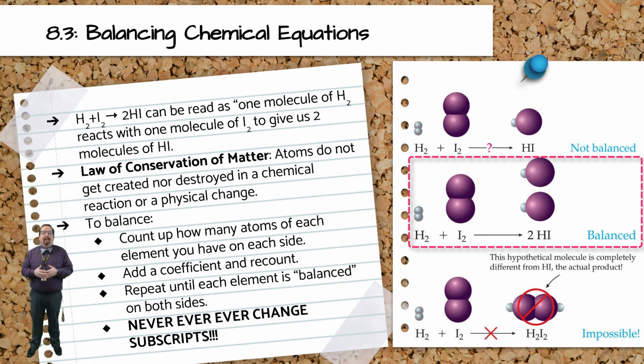Notice all we did was add a big 2 in front of the HI. That big 2 is called a coefficient, and it tells us how many molecules of HI are in this reaction. H2 and I2 also have coefficients, which we assume to be 1 since they're not written in.